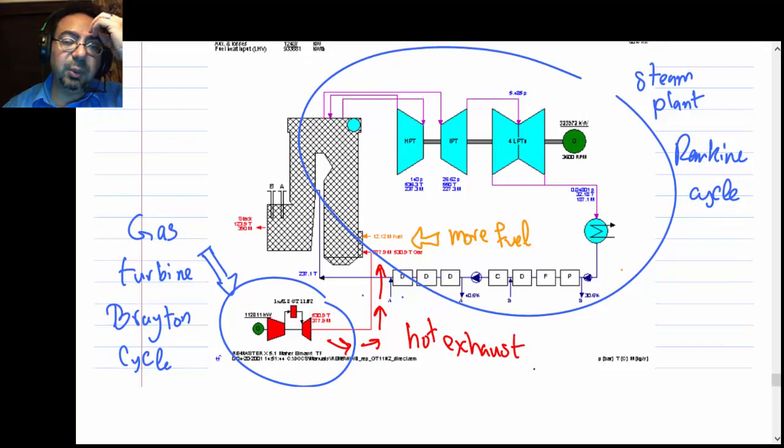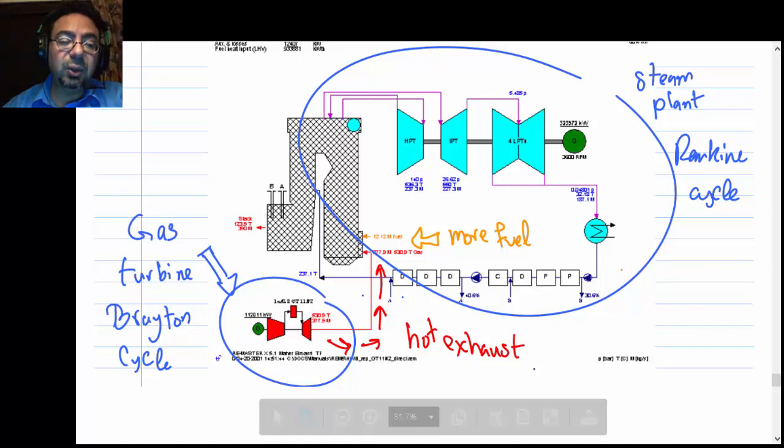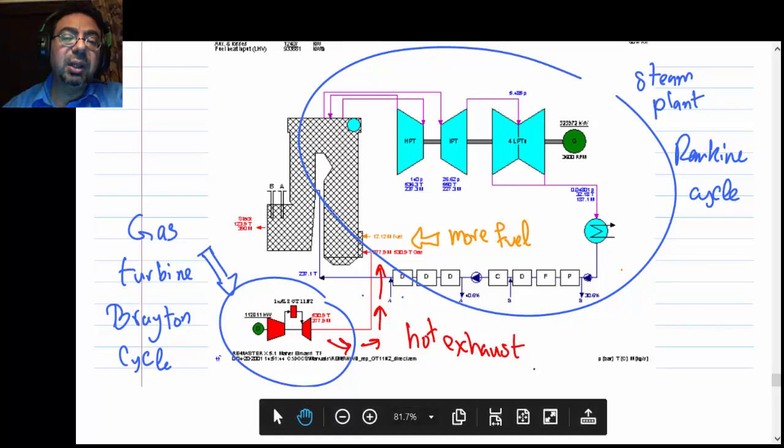But it would basically look like this. So here is your gas turbine, and the exhaust, rather than being sent to the stack into the air, no, you send the exhaust into the boiler of the steam power plant. This is the steam power plant, and this is the gas turbine power plant. Right?